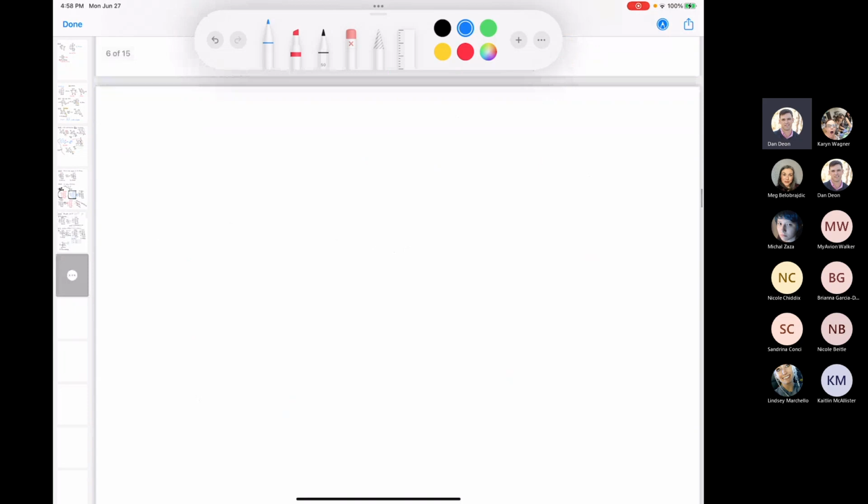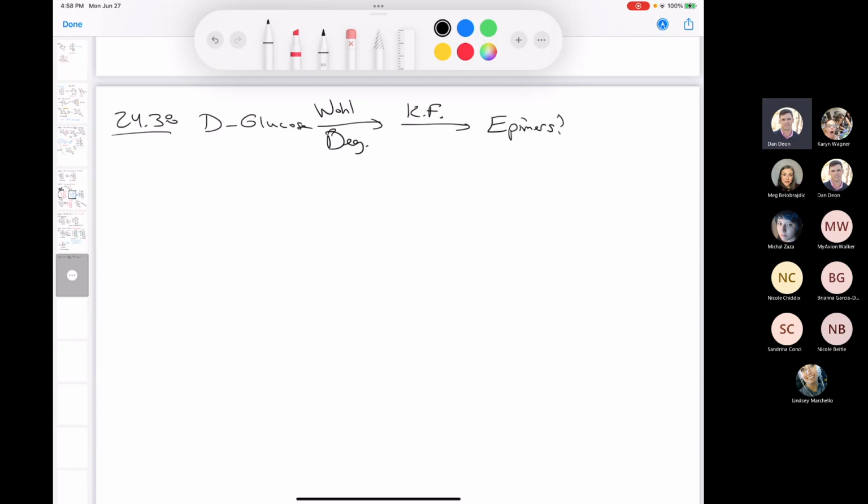So this is 24.38. And if I take it down here, it says when D-glucose undergoes a Wohl degradation, followed by a Kiliani-Fischer synthesis, you get 2 epimers. And it says, what are those epimers?